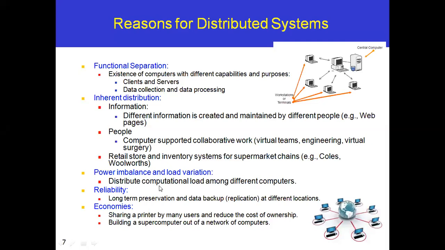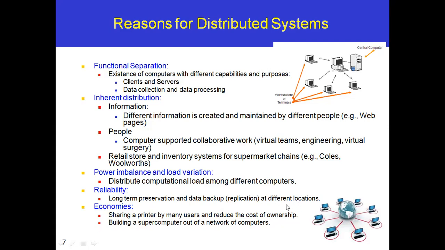See, distribute the computational load among the different computers. Power imbalance and load variation means that in a distributed system, different workstations, different terminals, and some central computers are present. The computational load must be distributed among all the workstations distributed in a network. Next one, for reliability, long term preservation and data backup at different locations.